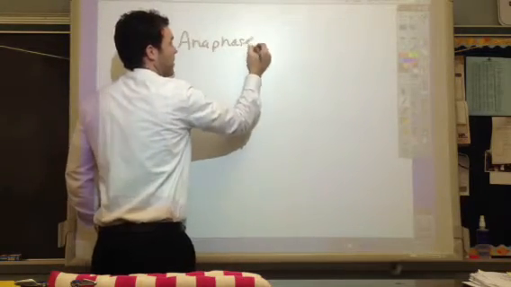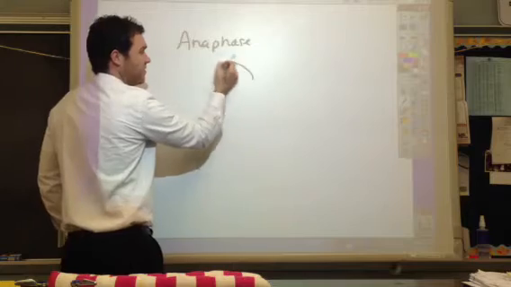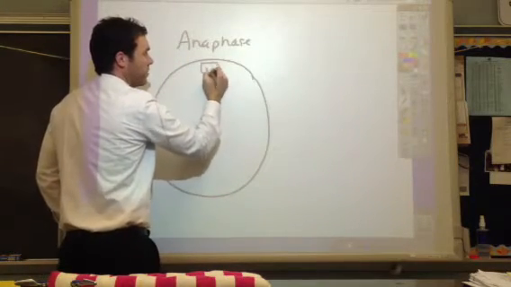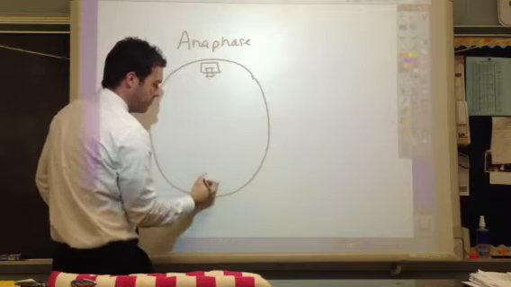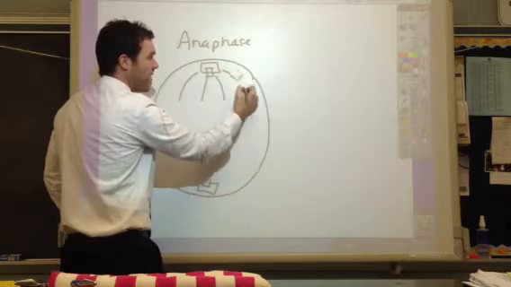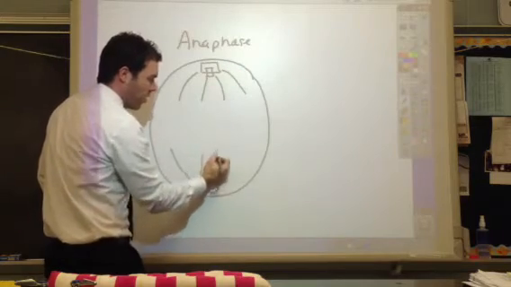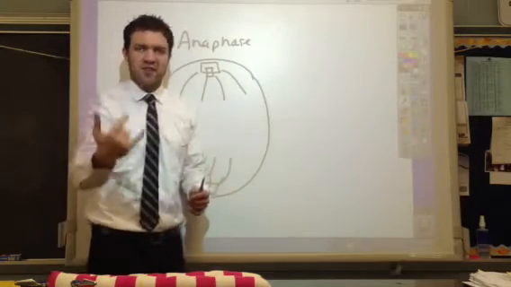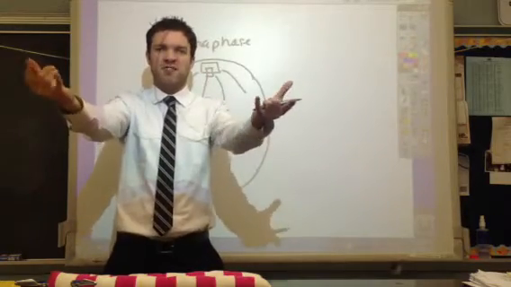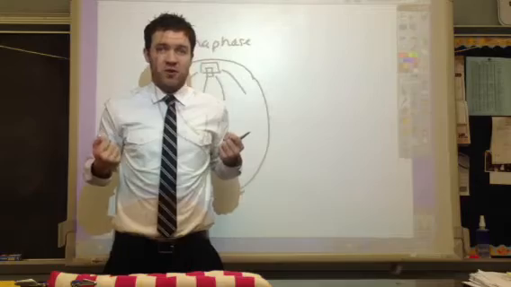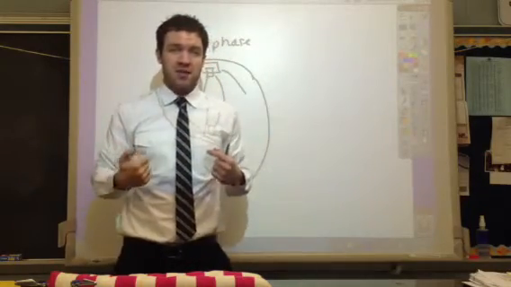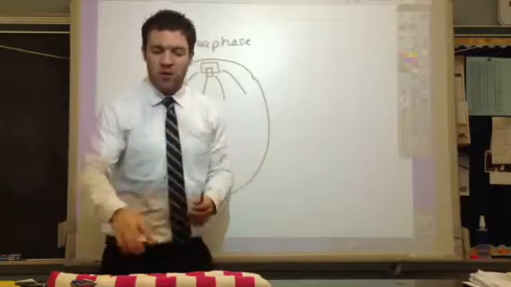The next thing, anaphase. Now what will happen in anaphase, my centrioles are still at the poles, but the spindle fibers are going to begin to retract. So imagine the chromosomes are lined up at the equator, and I take my spindle fibers and I start yanking them towards the centriole. And the other centriole on the other side of the room that you can't see is doing the same exact thing.